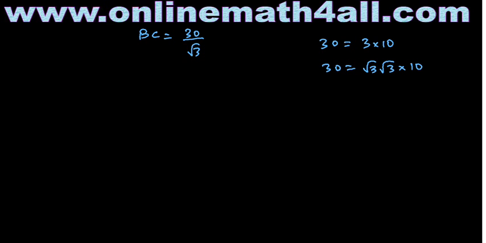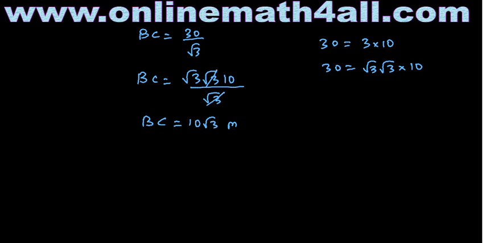So if I do so, BC is equal to root 3 times 10 over root 3. So root 3 will get cancelled. So BC is equal to 10 root 3 meter. So this is the length we get for BC.